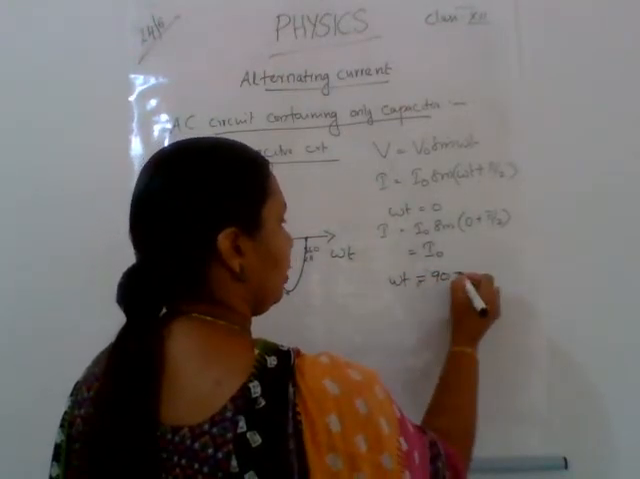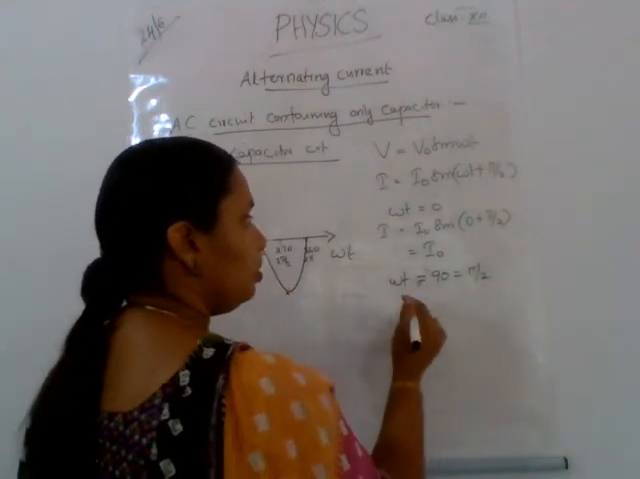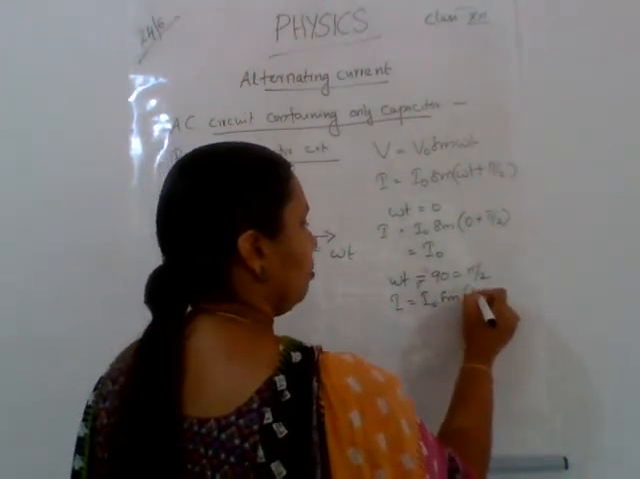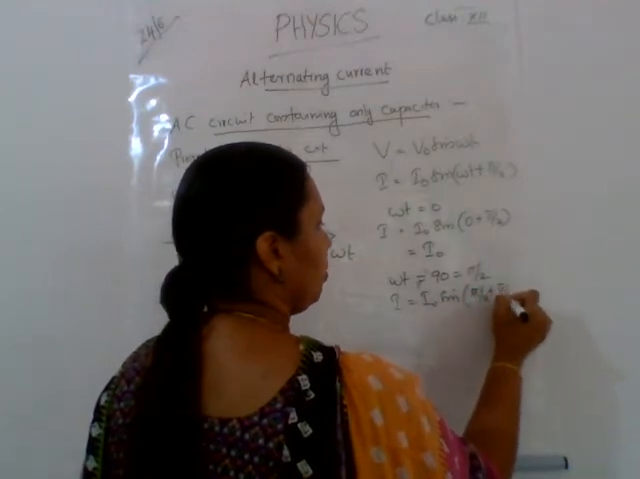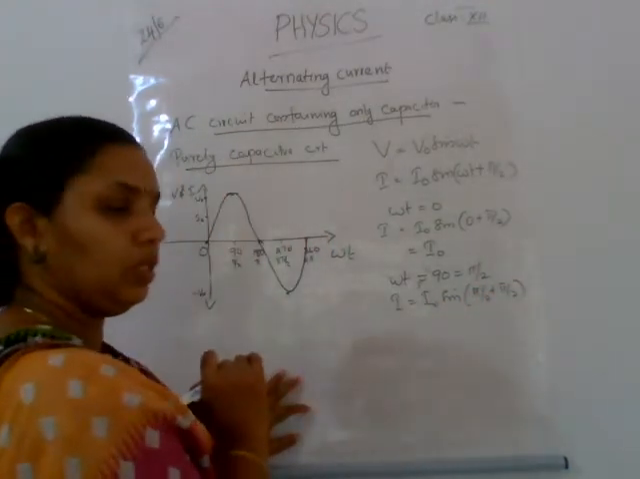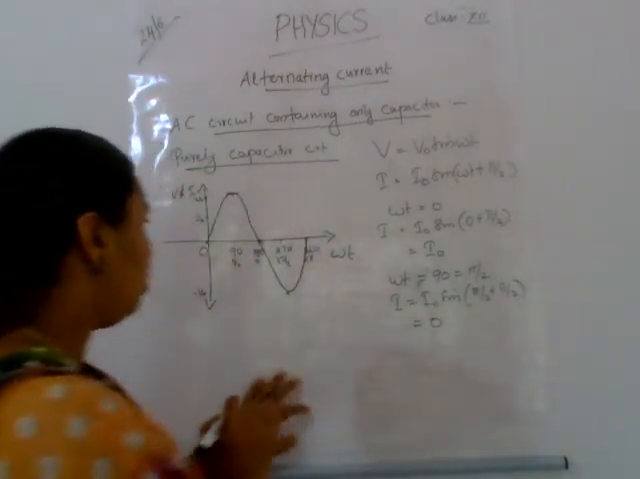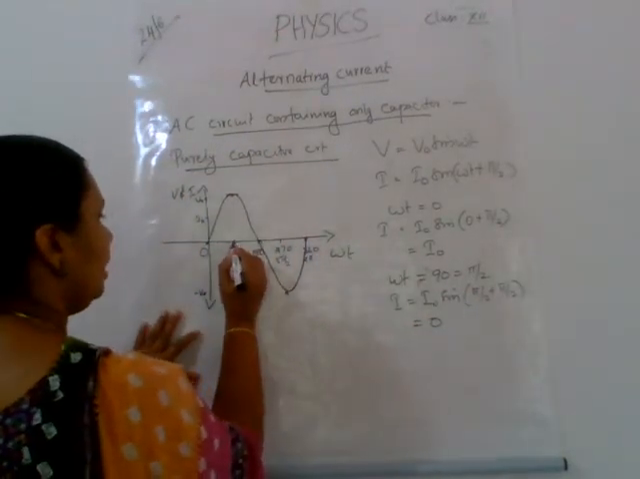Okay. The next case, omega t is equal to what? 90. So that is equal to pi by 2. So what is I? I equal to I0 sin (pi by 2 plus pi by 2). Pi by 2 plus pi by 2 is 180. Sin 180 is 0. So what comes? I equal to 0. It is here.